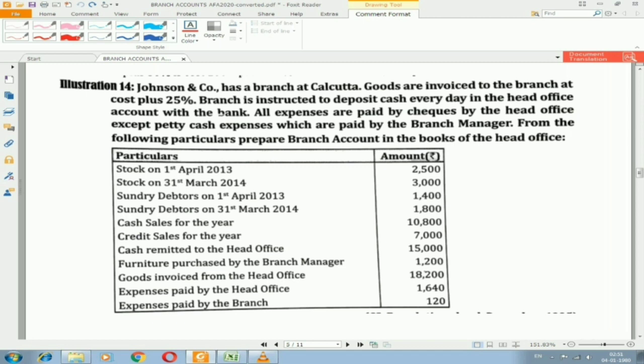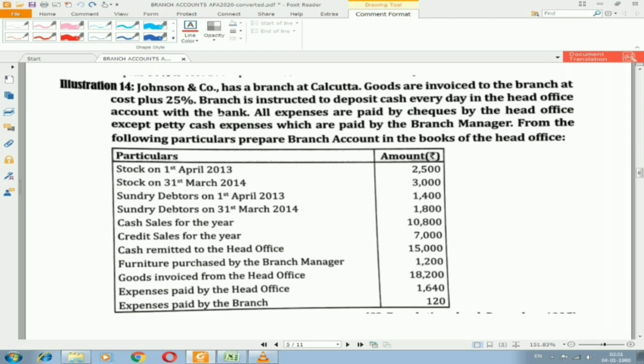So if the petty expenses are paid by the branch manager, then we are supposed to do some calculation that I'll tell you later. Next, from the following particulars, prepare branch account in the books of head office. Now we have the information of stock on 1st April 2013, stock on 31st March 2014, sundry debtors on 1st April 2013, sundry debtors on 31st March 2014, cash sales for the year, credit sales for the year, cash remitted to head office, furniture purchased by the branch manager, goods invoiced from the head office, expenses paid by the head office, expenses paid by the branch.